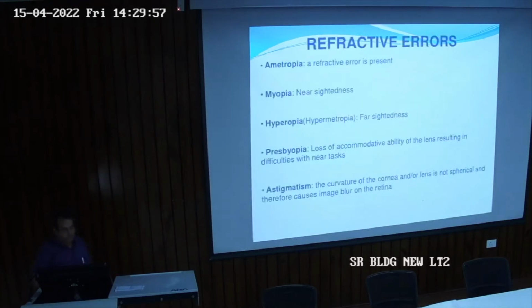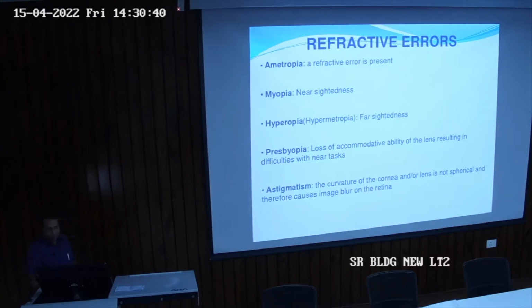Now we come to the refractive error. Ametropia is when a refractive error is present. Emmetropia and ametropia. Ametropia means when the light is not focusing at the level of the retina. So myopia is nearsightedness. Hyperopia is farsightedness. Presbyopia is not a refractive error, but many times we teach it along with refractive errors. But it is not a refractive error, it is an age-related decrease in the accommodation power of the lens, which starts at the age of 40 years. So it is not a refractive error. In refractive error only three things come: myopia, hypermetropia and astigmatism.